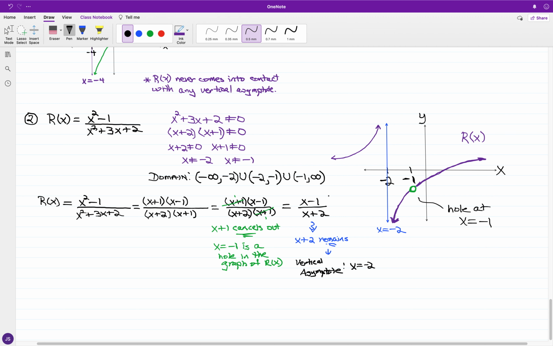So for the exclusions in the domain, if you simplify the rational function, there are two separate destinies that await the exclusions. If the factors remain in the denominator, then the exclusion will become a vertical asymptote. However, if the factor does not remain, as in canceling out completely, it's going to become a hole in the graph instead.